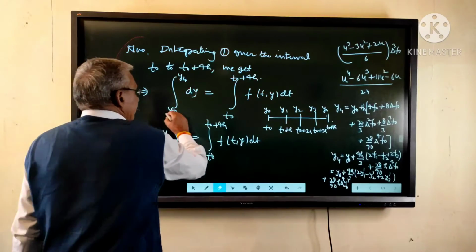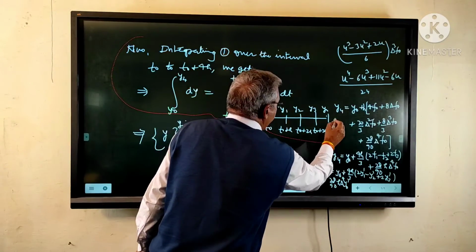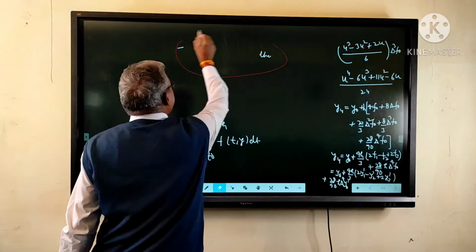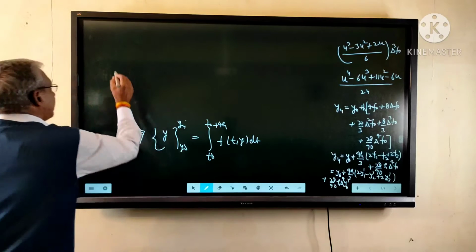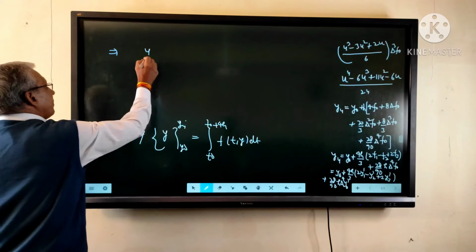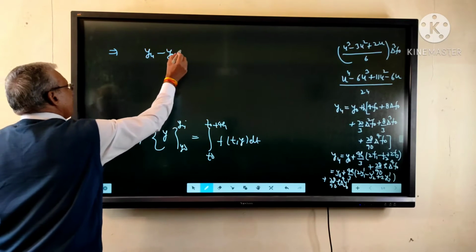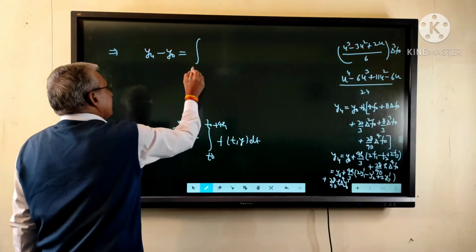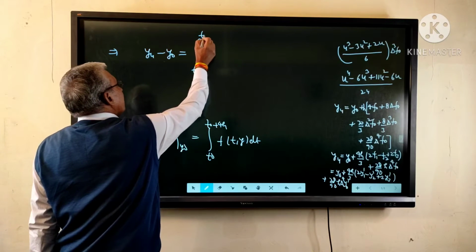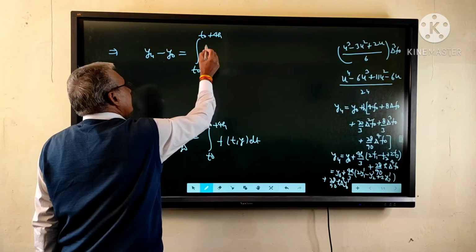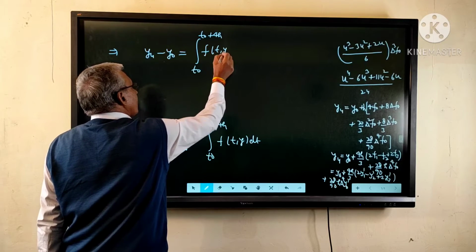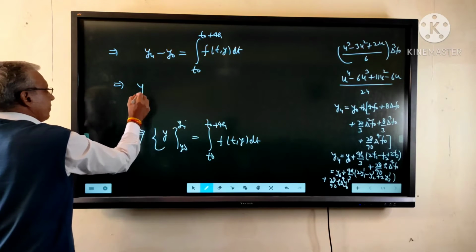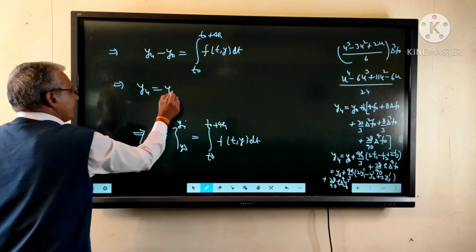After integrating and applying the limits, we have upper limit y4, lower limit y0, so this is y4 minus y0 equals the integral t0 to t0 plus 4h of f of t comma y dt. This is y4 equals y0 plus the integral.